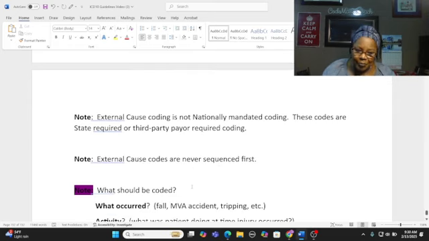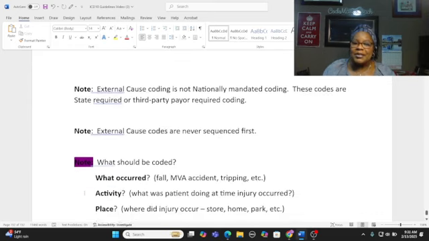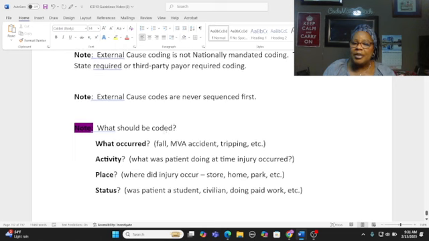So I have a purple note, which is a Codemaster Coach note that says, what should be coded? What occurred? Was it a fall? Was it a motor vehicle accident? Was it a tripping accident? So there's four things. What occurred? Activity. What was the patient doing at the time that the injury occurred?